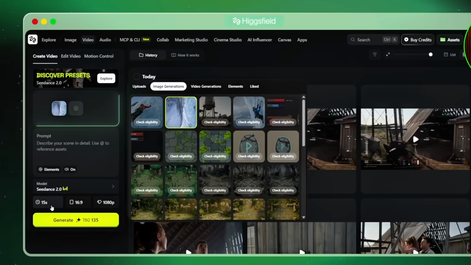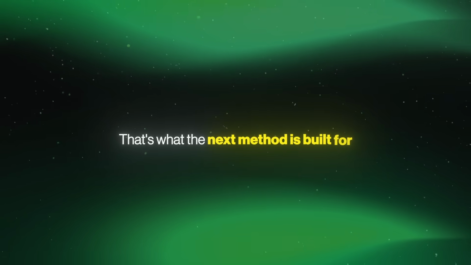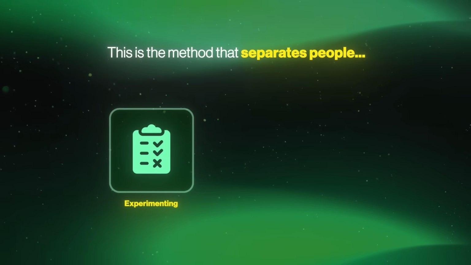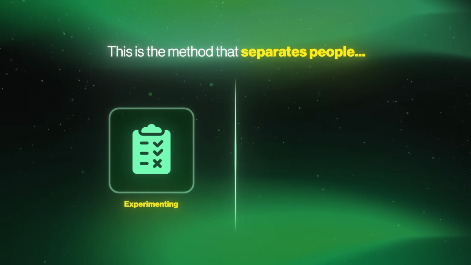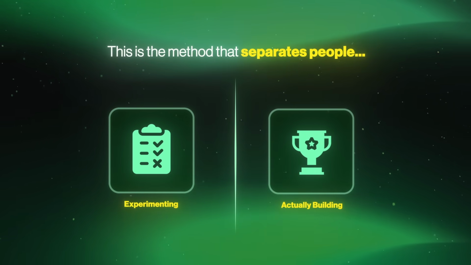But here's the problem. What happens when you need that same character to show up across 5 different clips? The starting frame gets you one great shot. It doesn't solve consistency across a whole project. That's what the next method is built for, and is the one that changes how you think about AI video entirely. This is the method that separates people who are experimenting with AI video generation from people who are actually building something with it. The whole difference comes down to having elements.